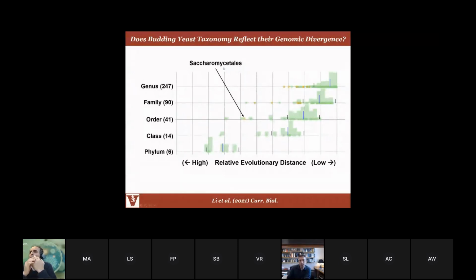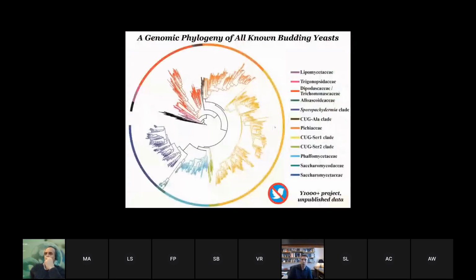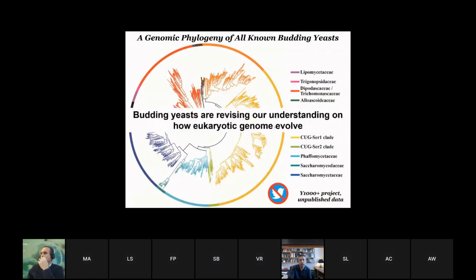In fact, Saccharomycetales have higher evolutionary divergence than most classes that we see in the fungi. And so we can use this as an approach, and we can play with different classification schemes and identify the appropriate level of genomic divergence for reclassifying this subphylum. And so where we're going is now we have a data set of all 1,200 or so species, and we're in the process of analyzing it. And I hope I've convinced you that budding yeast are a really cool system for studying the evolution of eukaryotic genomes. And I'll stop there.